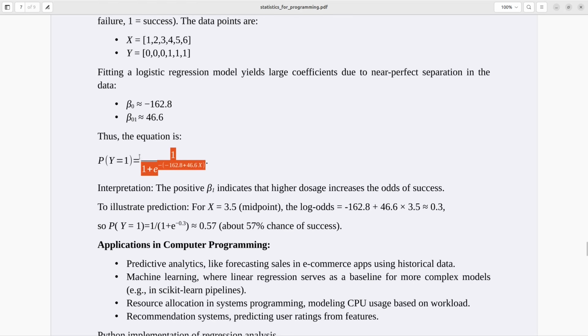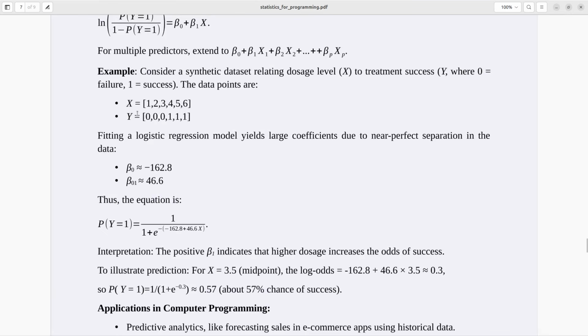The positive beta 1 here, which is 46.6, indicates that a higher dosage would increase the odds of success, okay? So more dose would mean a better chance of successful treatment, okay? To illustrate the prediction, we can try x equals 3.5, which is the midpoint between 3 and 4, okay? So if I take x as 3.5, is it possible to be healed? Let us see. The log odds will be this value.